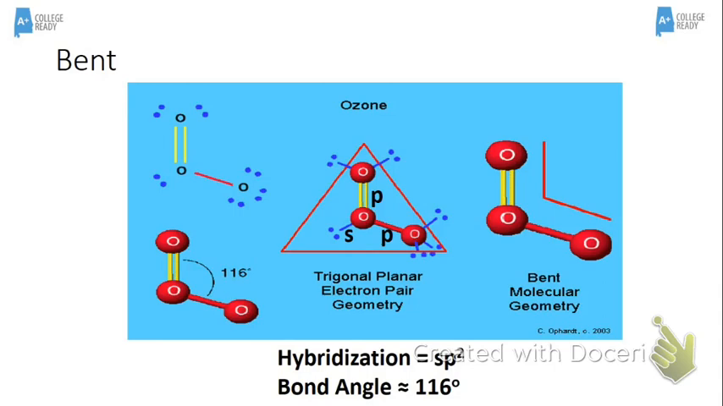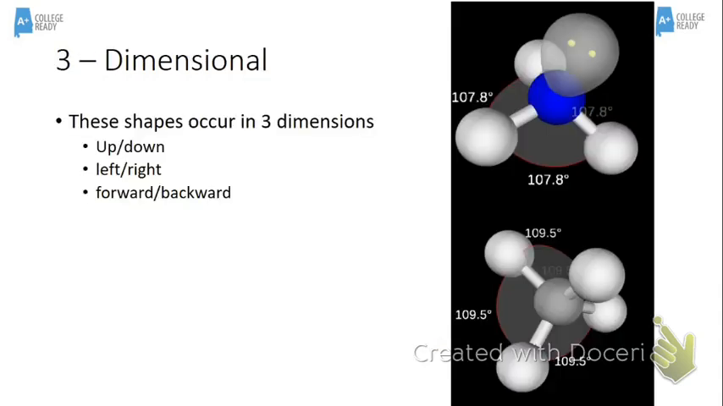So typically one lone pair will push 2 to 4 degrees. It all depends. There's a range that they do accept, but I believe it's 2 to 4 degrees that it will push them down. So again, 3 dimensions. Our shapes will occur in 3 dimensions.